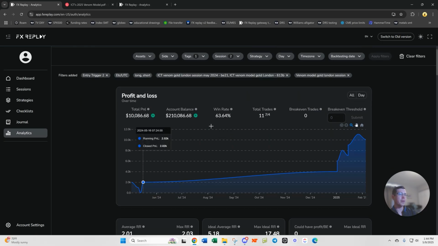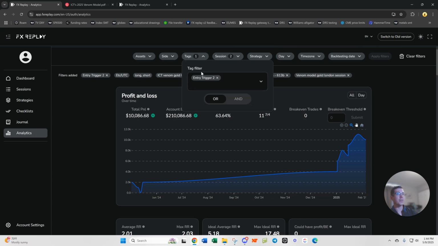The win rate bumped up from like 45% to 63% now. So it's a pretty significantly higher win rate, and our profitability went up as well. Again, you need a larger sample size to really make this decision, but I have a feeling that you might actually get better results if you're trading this Venom model on the gold 3-minute time frame during London session if you only take entry trigger 2.